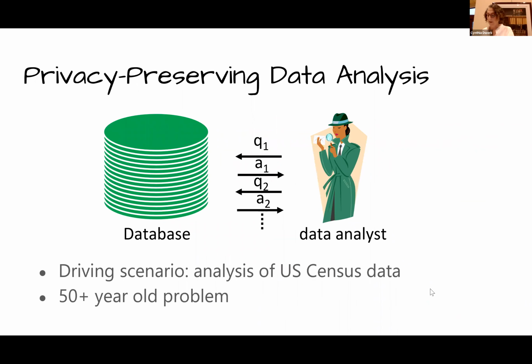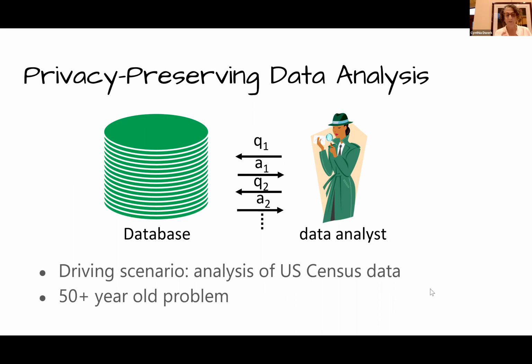Okay. So how do we abstract the problem? Our driving scenario when we started this work was the US Census analysis. So the data that are collected every 10 years, let's say, by the US Census, huge amounts of data, literally billions, more than 11 billion statistics released about these data with enormous social and political consequences.